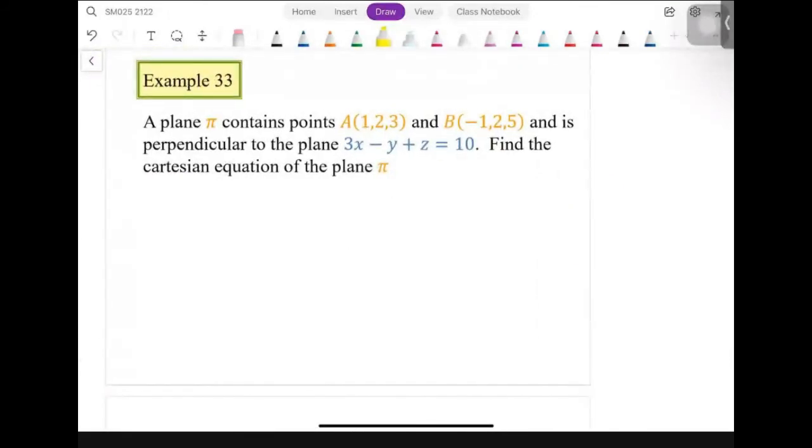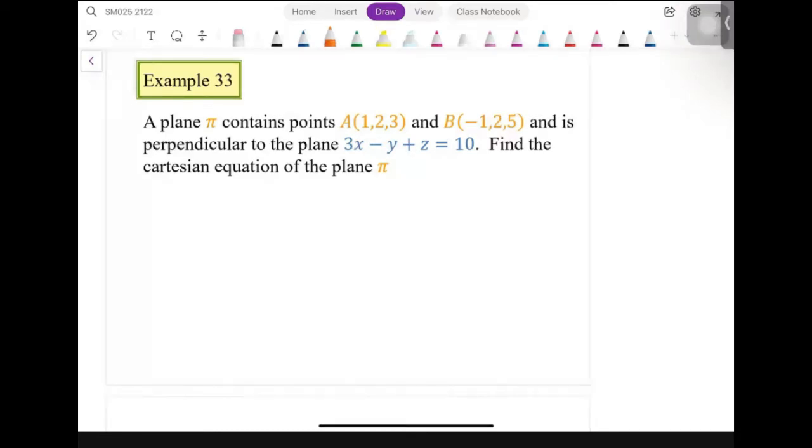Next situation, example 33. So we have a plane pi contains a point A and B and is perpendicular to the plane 3x minus y plus z equal to 10. So find Cartesian equation of plane pi. Alright. So ni situation dia lain pula kan. Okay, cuba lukis apa yang dia nak lah. Okay, so that kita baru nampak apa yang kita kena cari sebenarnya.